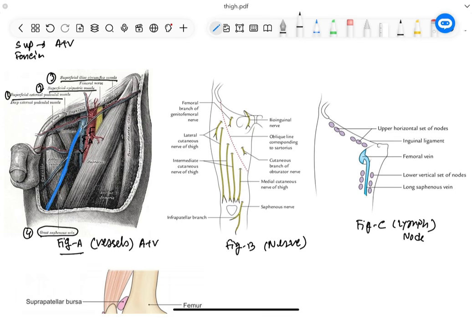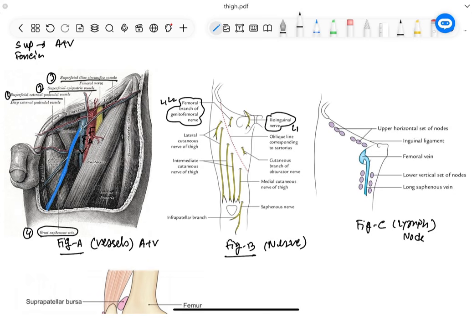Number 4. After the superficial fascia containing vessels, now we come to figure B showing the nerves. They are cutaneous nerves. The skin of the front of the thigh is supplied by these 7 cutaneous nerves, and mainly they are derived from the lumbar plexus. So let's see what they are. Number 1, ilioinguinal nerve. We know already its root value is L1. Number 2, femoral branch of genitofemoral nerve. Its root value is L1 and L2.